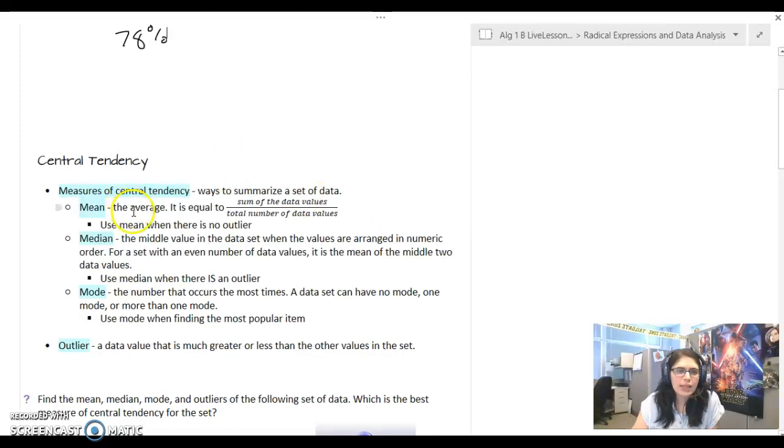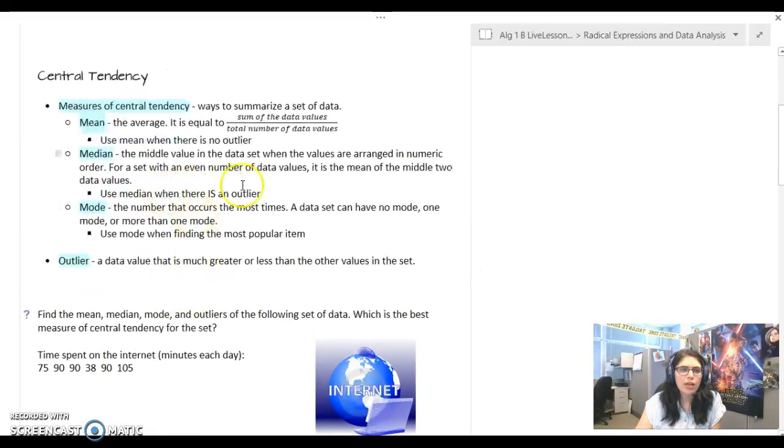The median is the middle value. So you line them all up in order and then you find the middle value. If there's an even number of data values, so if you don't have one middle number, then you find the mean of the middle two data values. You want to use that when there is an outlier. And then finally, the mode is the number that occurs the most. You always want to use that if you're trying to figure out which one comes up the most.